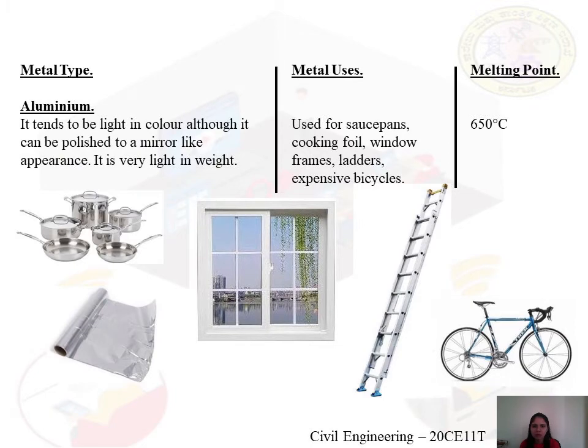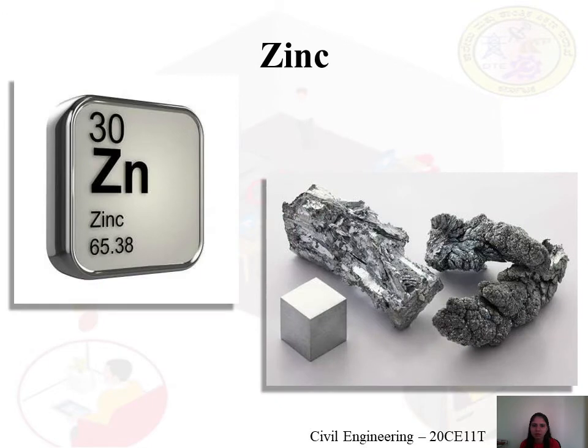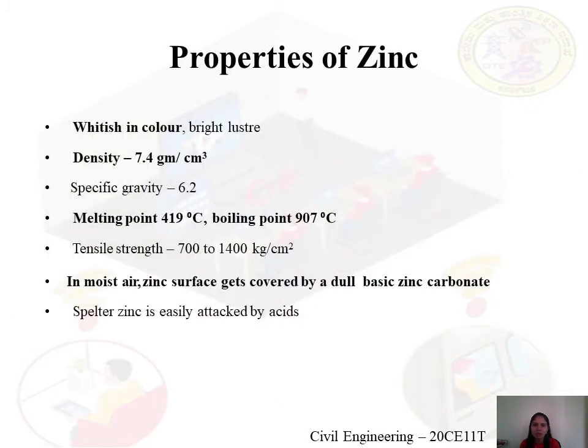The next one is zinc. Coming to the properties of zinc, it is whitish in color, somewhat bluish white, and it has a bright luster on its surface. It burns with a greenish white flame when strongly heated in air. Its density is around 7.4 gram per centimeter cube.